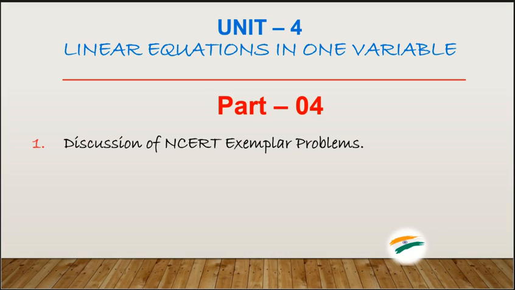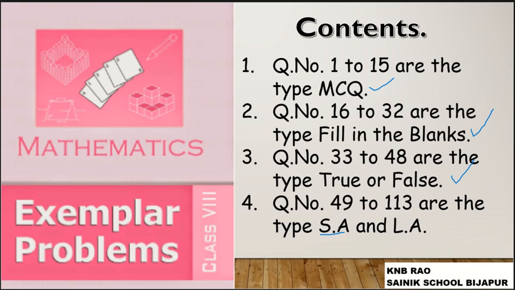Students, this is part 4 where we will continue discussing questions from the NCERT Exemplar Problems book on the unit number 4, linear equations in one variable. Students, in our previous sessions we have completed up to the question number 65, which include MCQ, fill in the blank, true or false, and some of the short answer type.